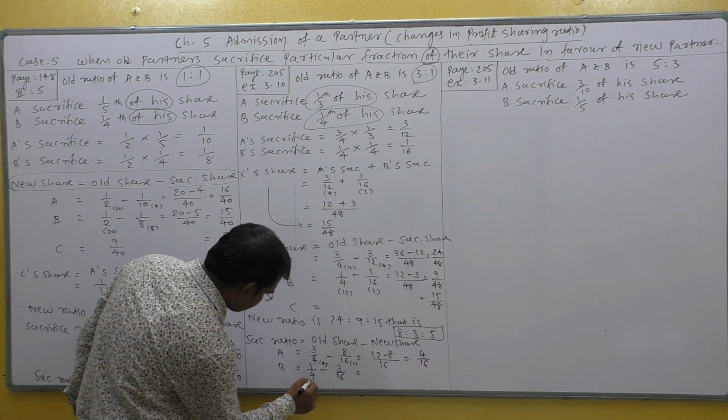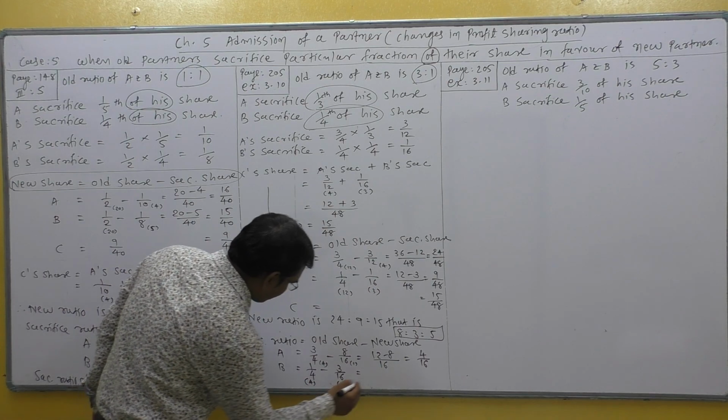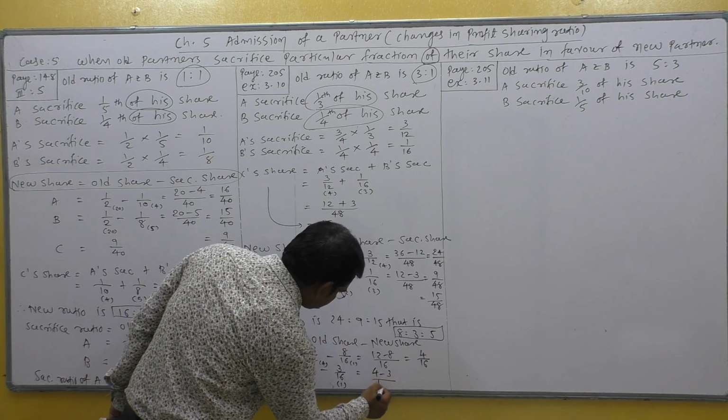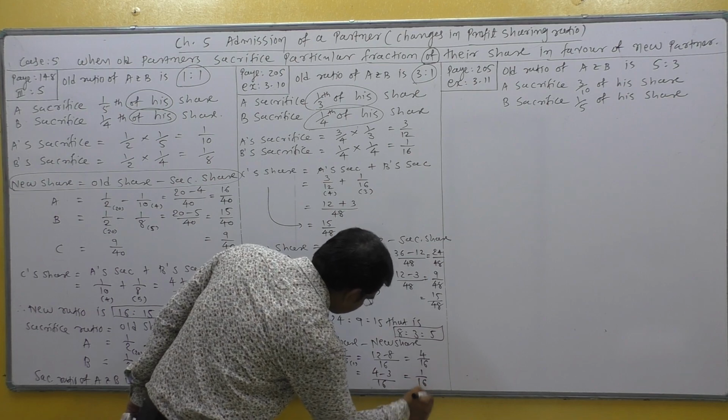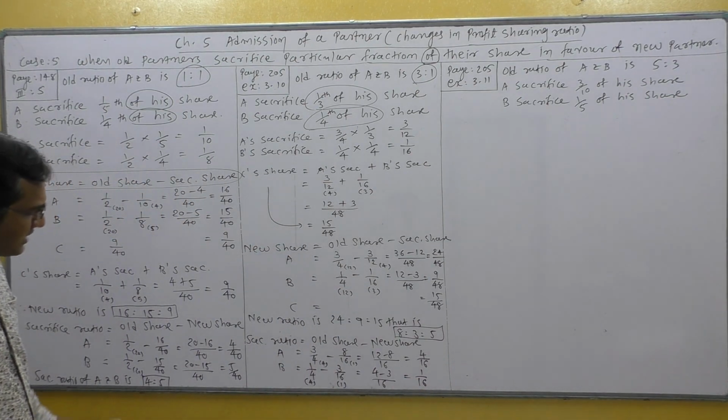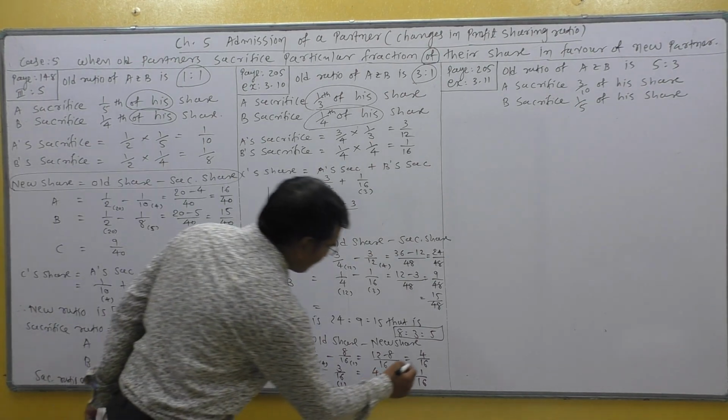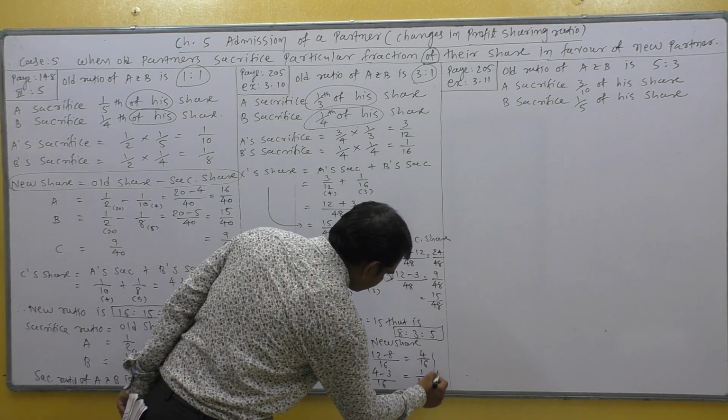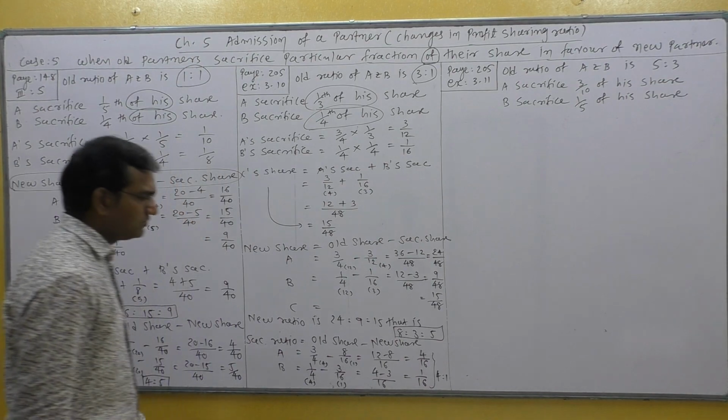And here 4 minus 3 by 16 is equal to 1 by 16. So what is the sacrificing ratio? Your sacrificing ratio is 4 is to 1. Sacrifice ratio is 4 is to 1.